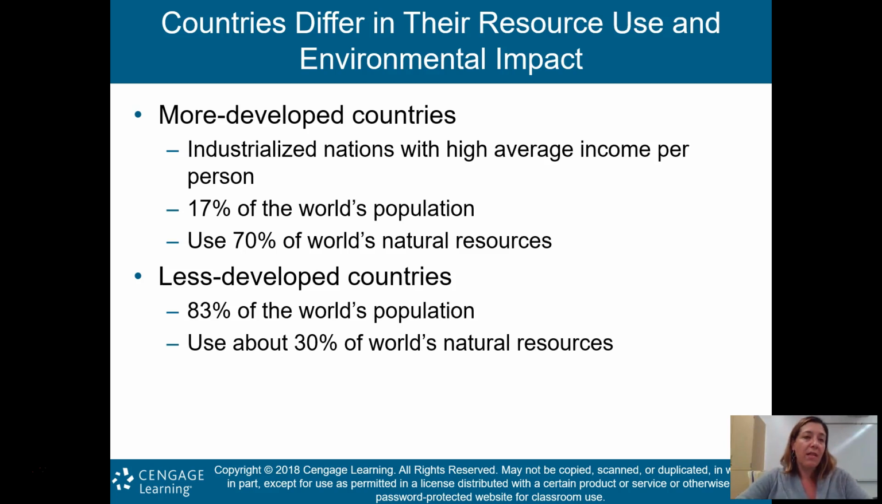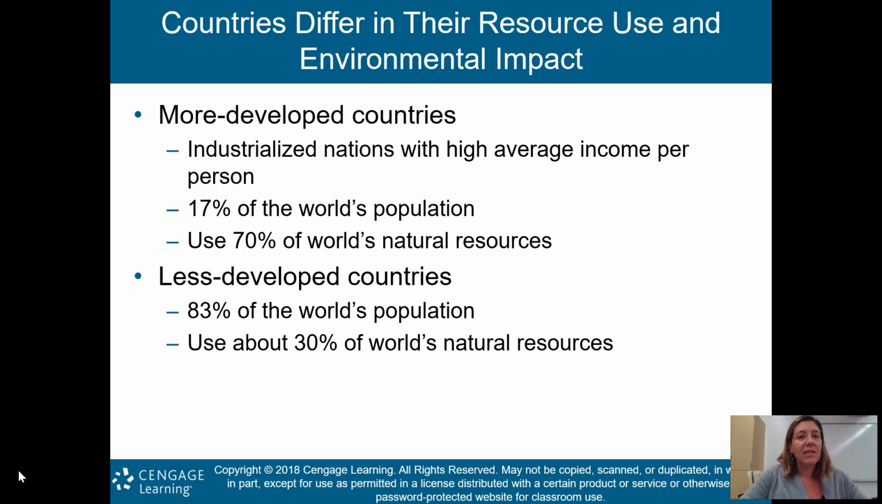And so more developed countries would be countries that are industrialized and have a high average income per person, or you could say high per capita income. These would be countries like the US, Japan, Canada, Australia, Germany, and most other European countries. In terms of world population, these make up about 17% of the world's population. So the people living in these countries account for about 17% of the world's population, but they are consuming, and we are part of this, about 70% of the world's natural resources.